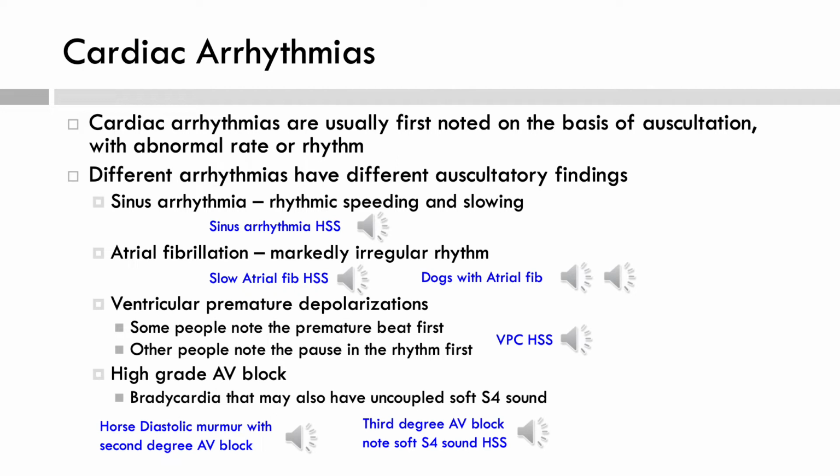Sinus arrhythmia is a normal rhythm in dogs. It's rarely heard in cats in the hospital. It can be heard in horses with speeding and slowing of the heart rate, often in association with respiratory changes where the heart rate speeds on inspiration and slows on expiration. It's important to recognize sinus arrhythmia as opposed to identifying it as something potentially abnormal.